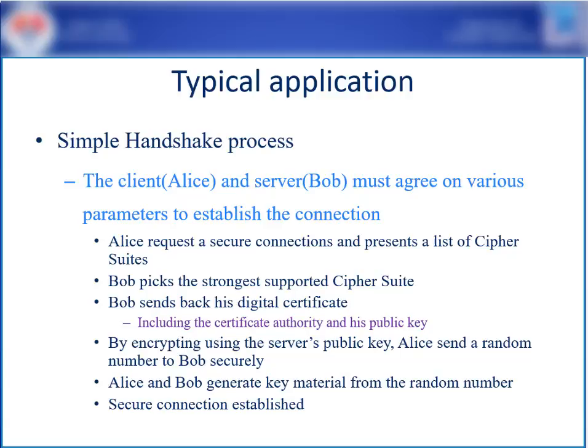The server picks the strongest supported cipher suite and sends back its digital certificate, including the certificate authority and its public key. Then our browser sends a random number to the server by encrypting it using the server's public key. By doing this, the browser, that is the client, and the server generate key material from this random number to establish a secure connection.